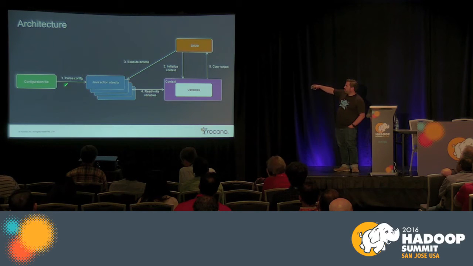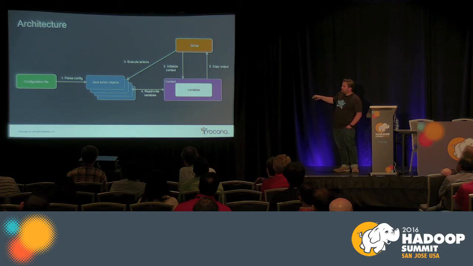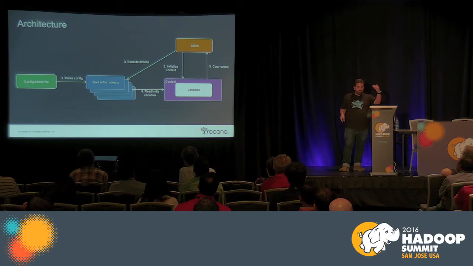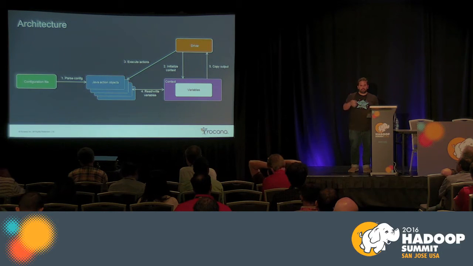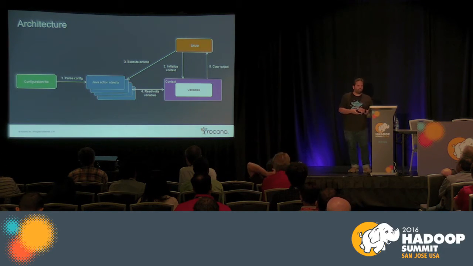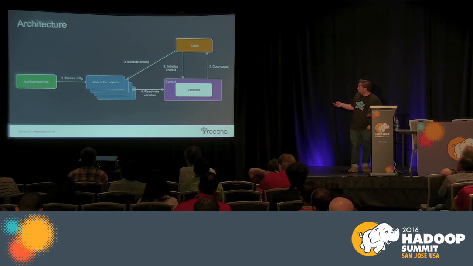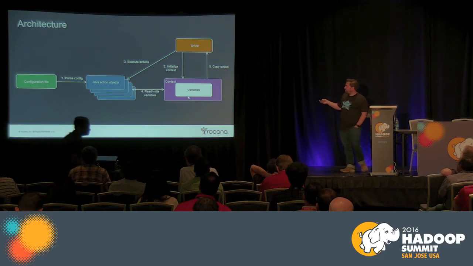So the driver, after the configuration is parsed, is going to initialize the context. The context is how we provide data or send data between different actions. So it's really just a global variable list. There are string keys and object values. Any of those variables that were referenced in the transformation configurations are all stored in this global context.